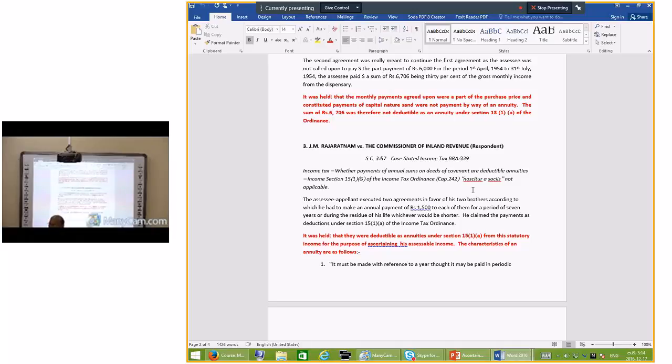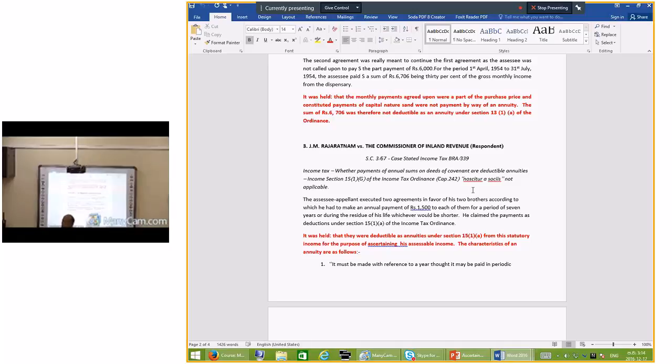Officers of the tax department say, this is not an annuity. This is your normal living. When you are alive, you have to pay this type of amount to look after your brothers. This is not a deductible annuity. But Rajaratnam said, no, I have executed an agreement and I annually pay this amount. I am bound to pay this. My two brothers are the recipients of this amount. Like that he said, and he made an appeal and the case went to court.